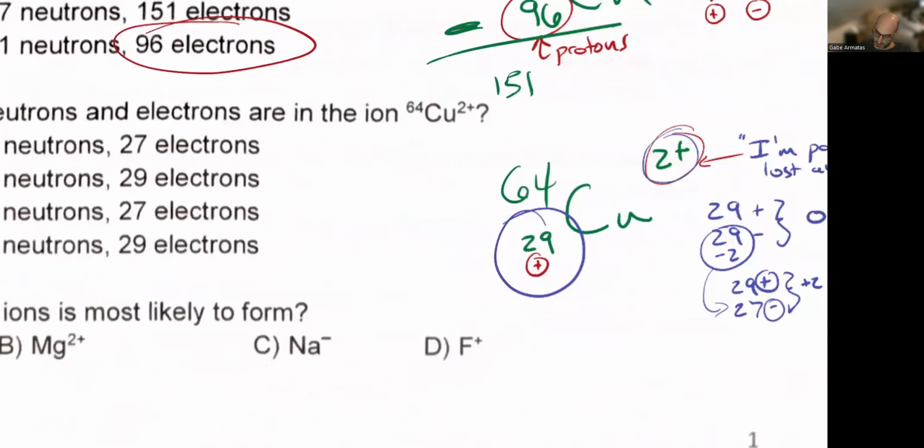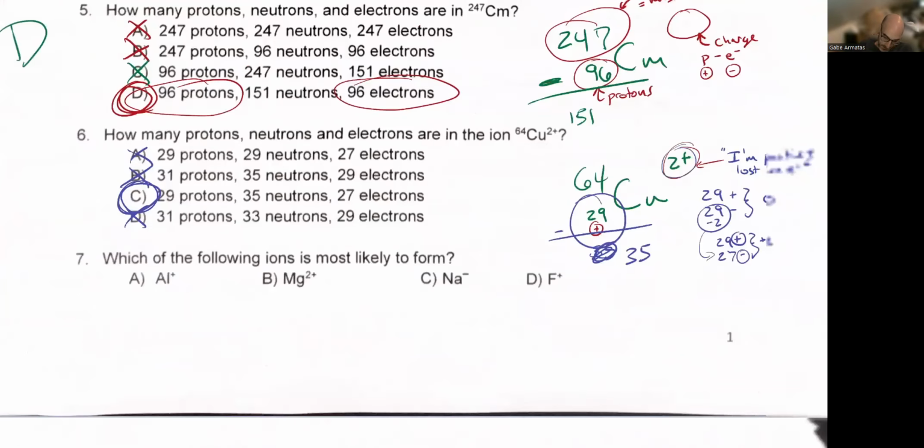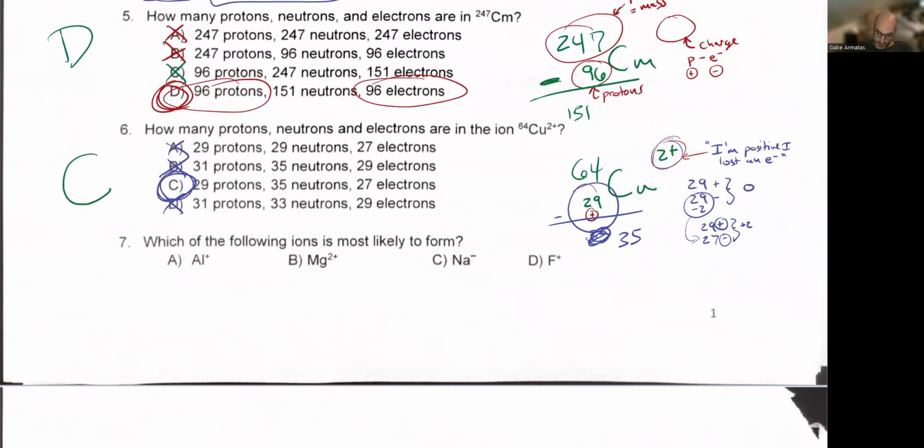So the last little bit here is we're just simply going to do 64 minus 29. Subtract those two, and I'm going to get 35. So I should have 35 neutrons. C, eliminate A. So the answer to this should be C. Okay, that's pretty much it. All right, let's take a look at the next one.